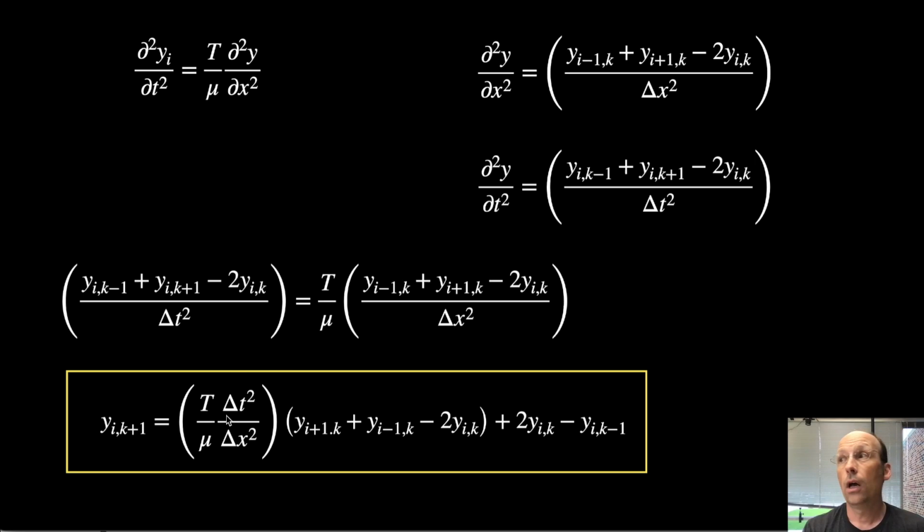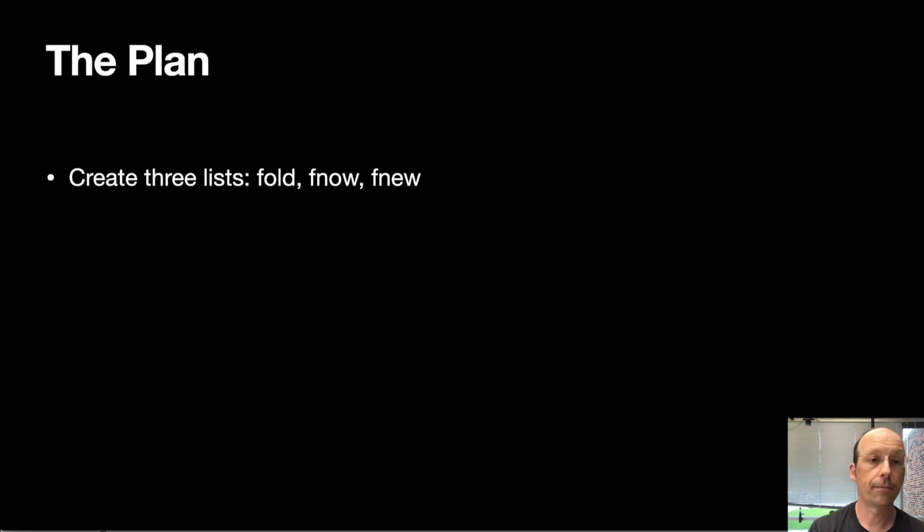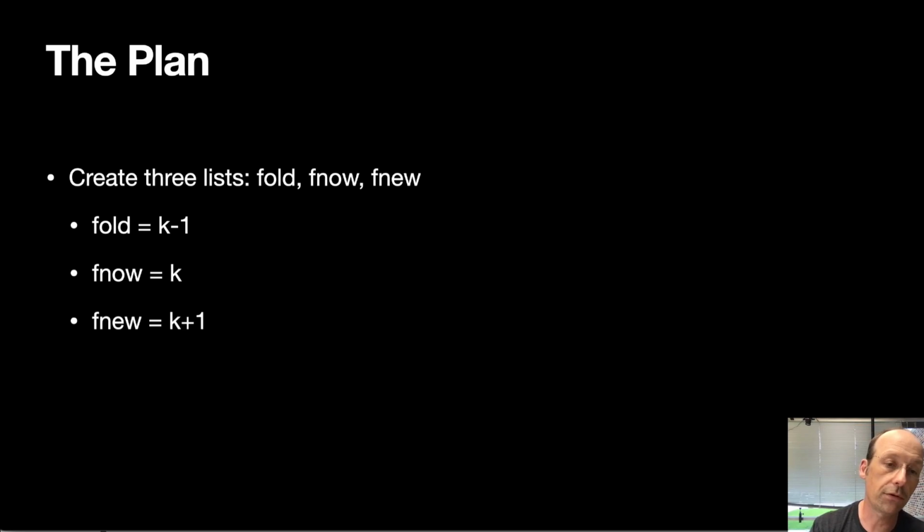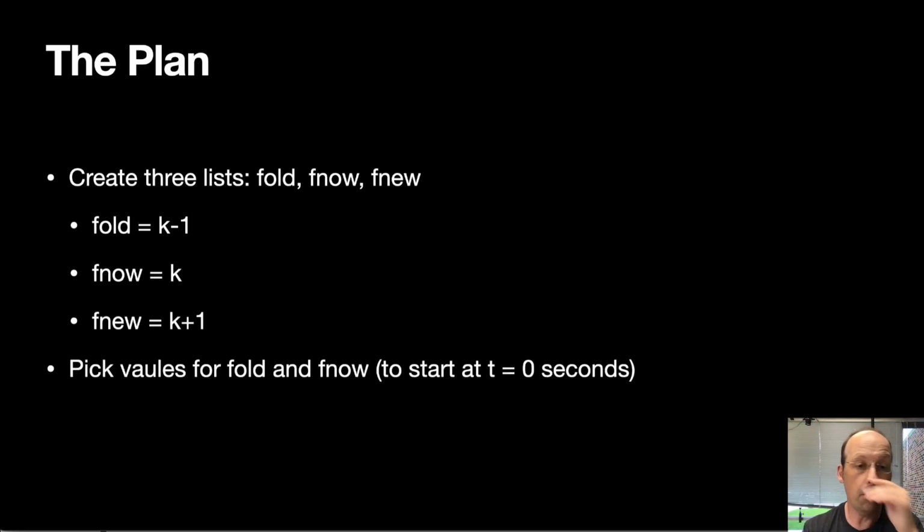Okay. So here's the plan. We need three lists. I'm going to call them f old, the old value, f now, the current value, and f new. And that's going to correspond to k minus 1, k, and k plus 1. So f old is k minus 1, f now is k, f new is k plus 1. And then I'm going to pick values for f now and f old to start off with, because I need that to calculate the new versions, right? Those both show up in my finite difference.